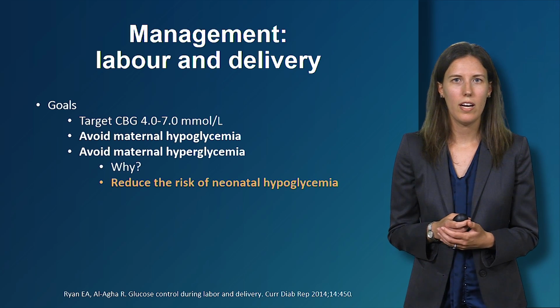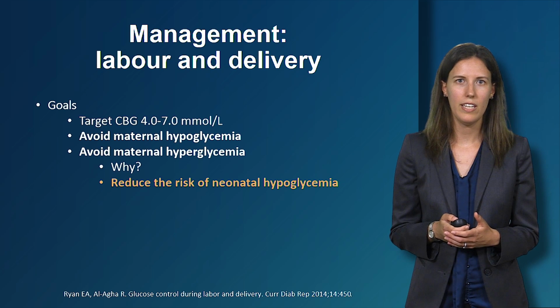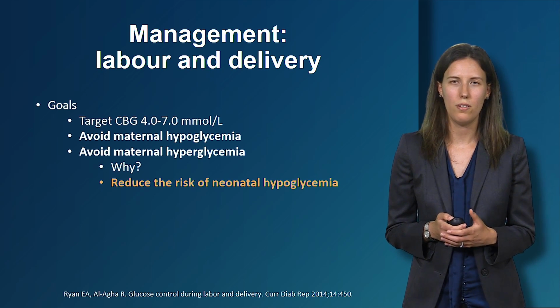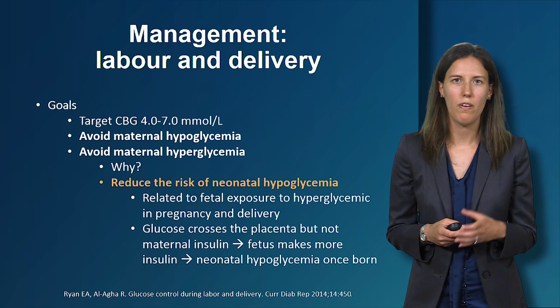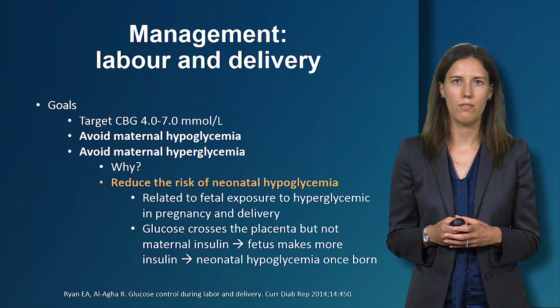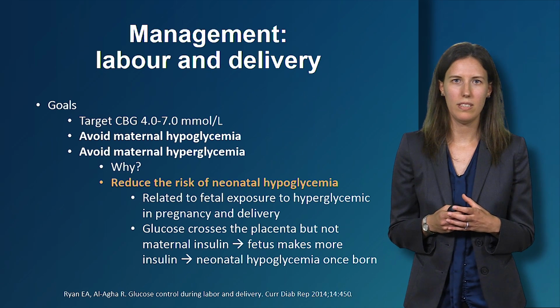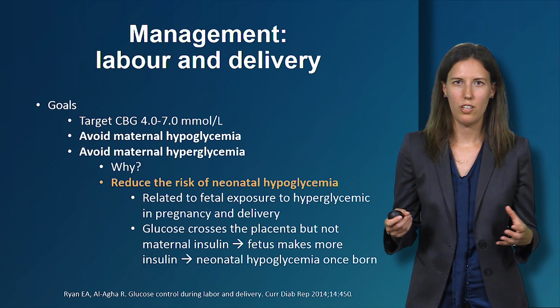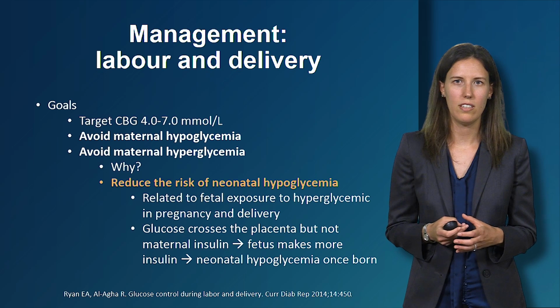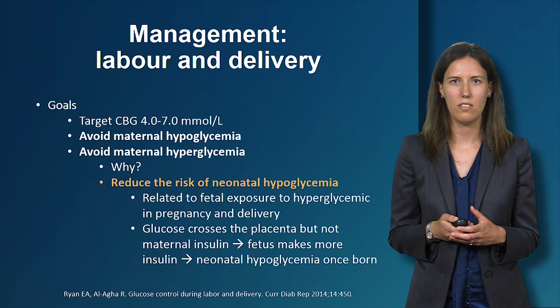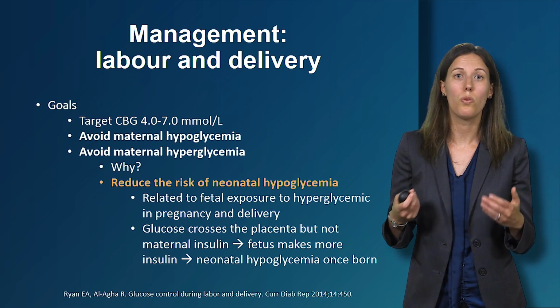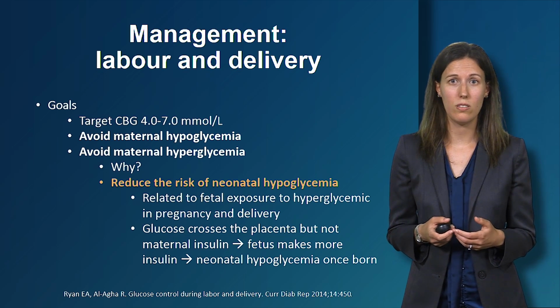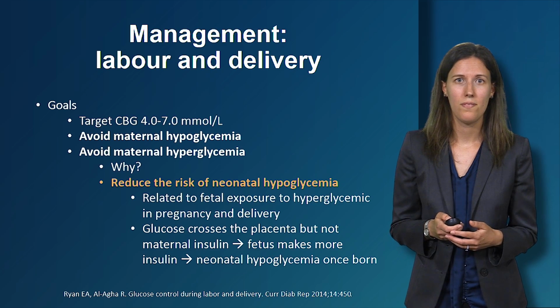We avoid maternal hyperglycemia in labor and delivery as it is associated with a risk of neonatal hypoglycemia. It's related to the fetal exposure of high blood sugars in pregnancy and delivery. Glucose crosses the placenta, so when blood sugars are high, there is more glucose crossing the placenta, but the maternal insulin does not. So the fetus, in response to these high glucose levels, makes more insulin, and then once they are born, there's neonatal hypoglycemia.